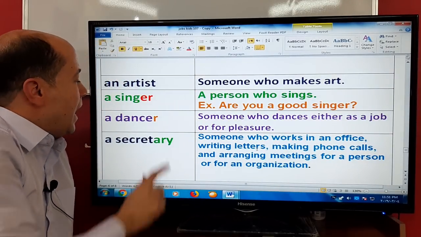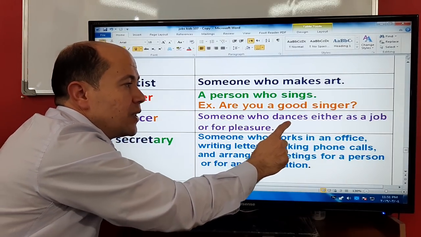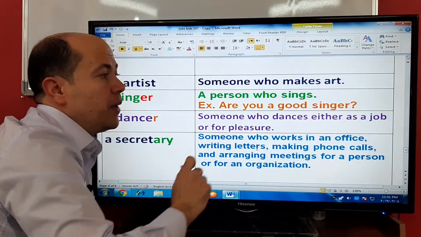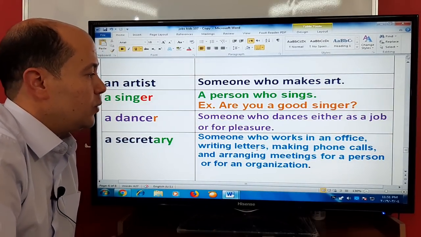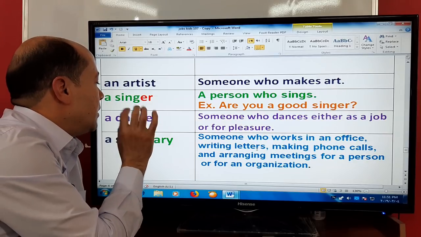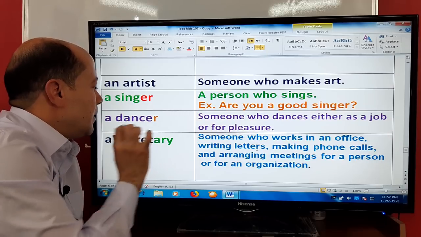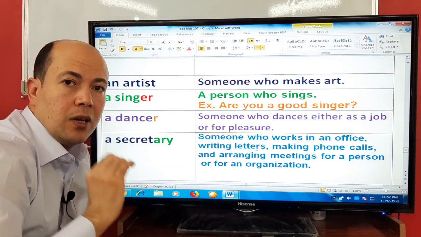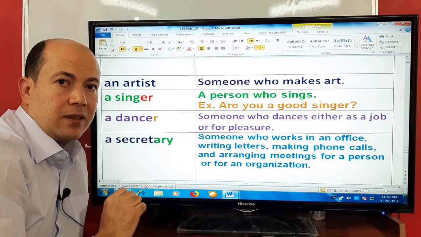A dancer. Someone who dances. شخص ما الذي يرقص, either as a job, إما كوظيفة, or for pleasure, أو من أجل المرح والسرور. Yeah, a dancer. British, a dancer. He's a dancer. He's a good dancer. American, he's a good dancer. Dancer.